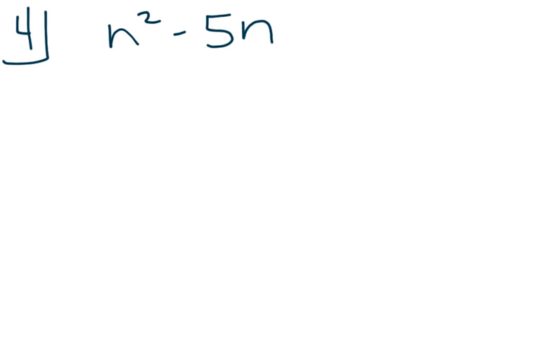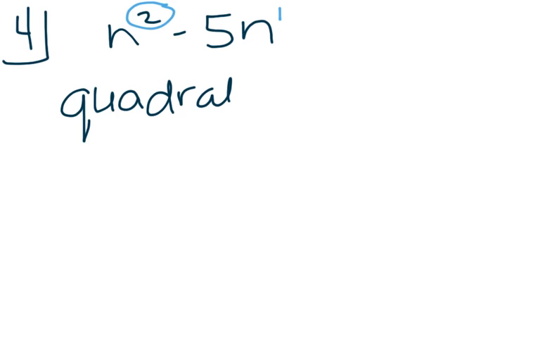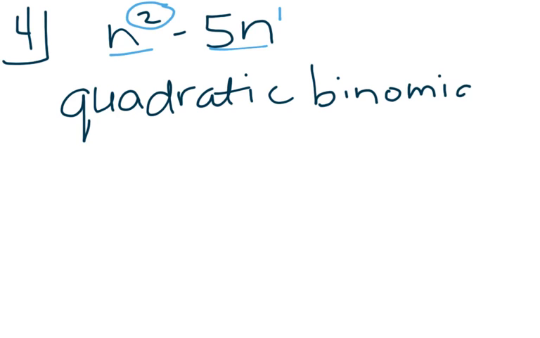So for number 4, we have n squared minus 5n. So the invisible exponent in 5n is 1. So we have 2, 1. That's already in standard form. So now we want to name it. So over here, the biggest exponent is 2. That means, based on the degree, it is quadratic. And there are also 2 terms, 1, 2. That means it is a binomial. So this is a quadratic binomial.